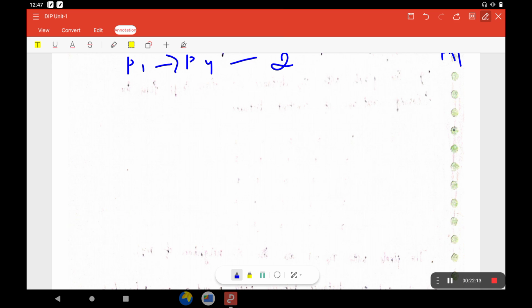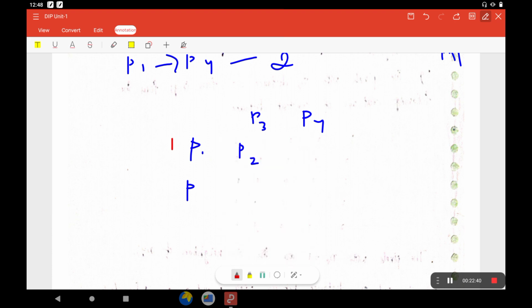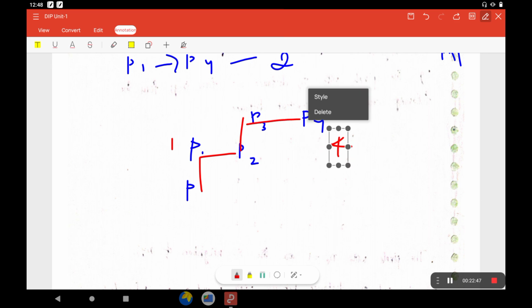Similarly, suppose the same scenario, just P1, P2, P3, P4, right? So this is the answer. In this case, if P1 is 1, and P2 is 1, at that time you have to compulsorily consider this path also. So this is also location 2, 3, 4. So this distance is also equal to 4.